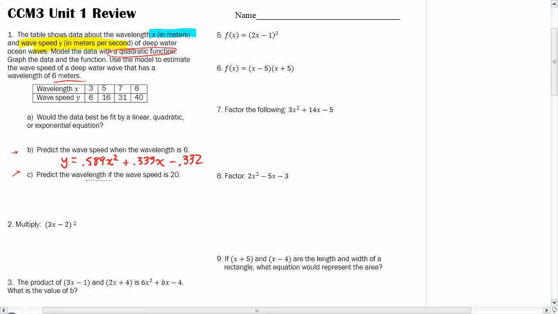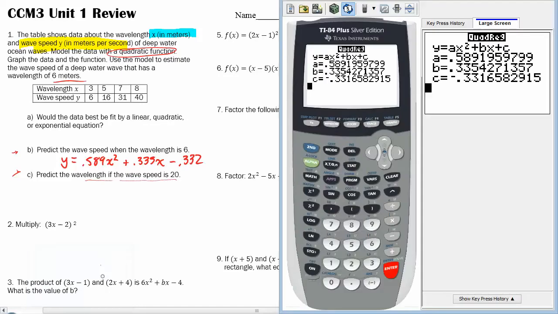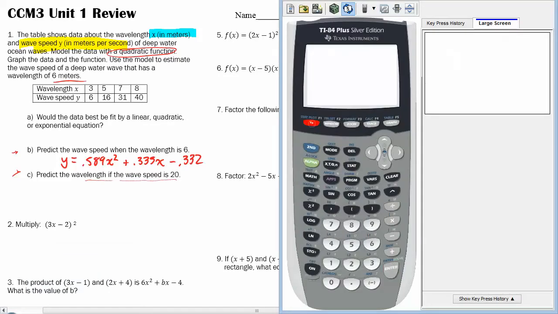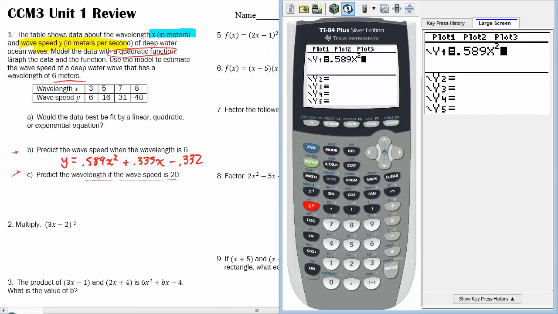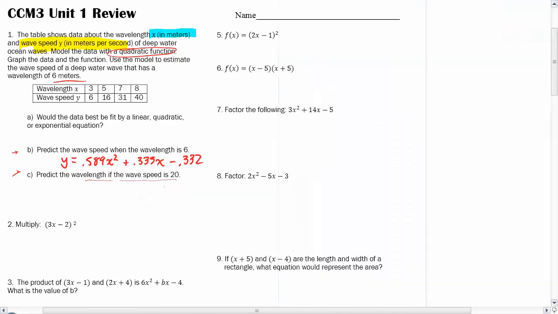Okay, now predict the wavelength if the wave speed is 20. So we need this in our Y equals, or that's one way we can do it. So 0.589x squared plus 0.335x minus 0.332. Okay, and if we want, we can look at the graph, but really what we're looking for is when x is 20, or sorry, that would be when y is 20.